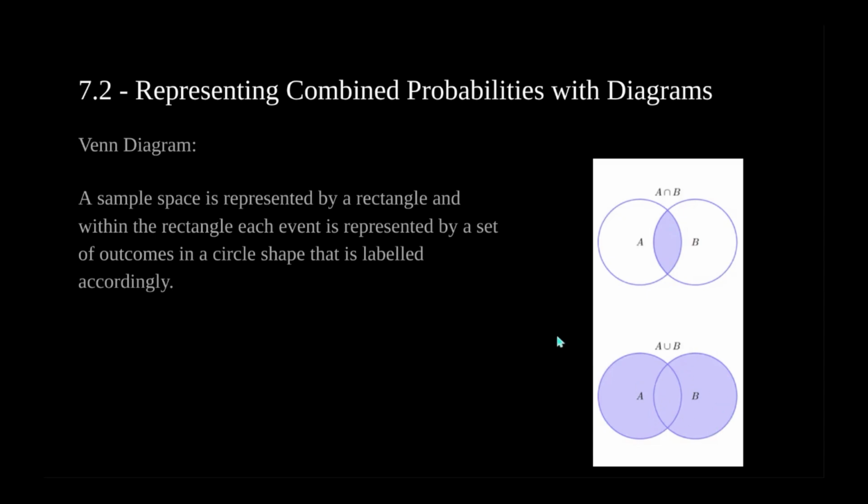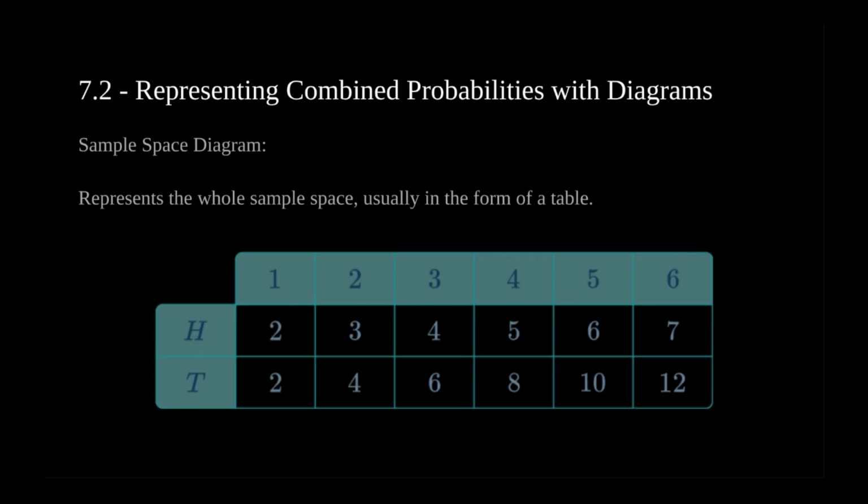Now, after this Venn diagram, we have the sample space diagram, which represents a whole sample space, usually in the form of a table. This one is a specific example that I'm using, in which you're flipping a coin and rolling a 6-sided die.